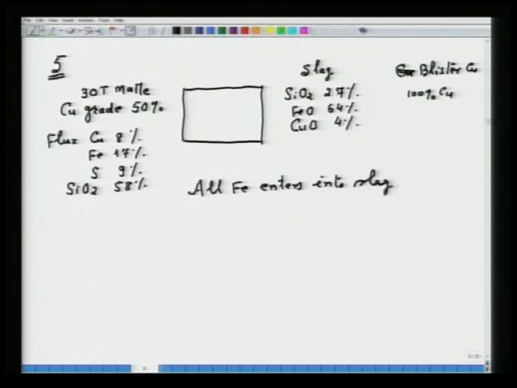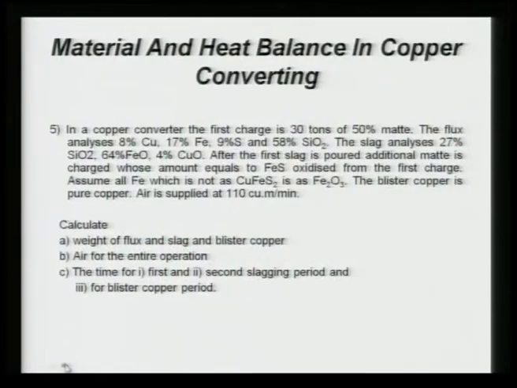All iron enters into slag. So, first of all, in order to find out the weight of flux and weight of slag, we have to do SiO2 balance and iron balance as I have done in earlier problems. So, I will be a little quick over here. Now, this problem is slightly different.